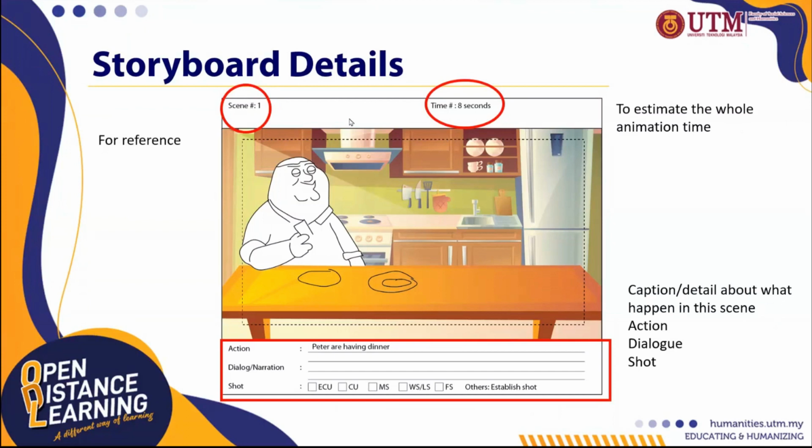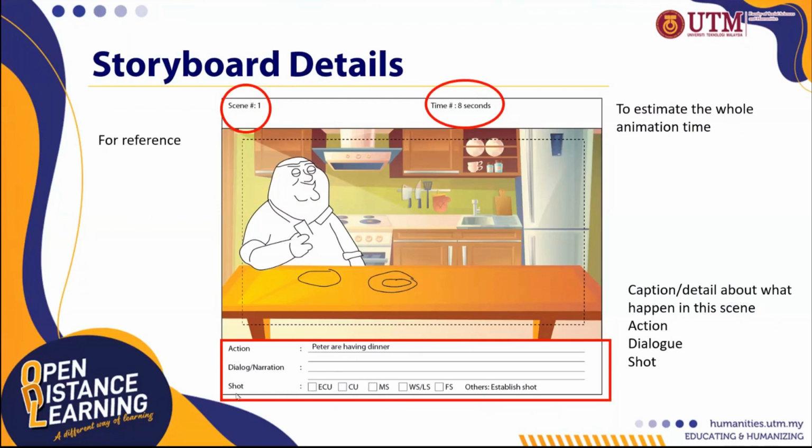Okay, so state the time for this scene, right? And then the action, or the caption. Okay, detail about what happened in the scene. For example, Peter is having dinner. So meaning that this character is having dinner.